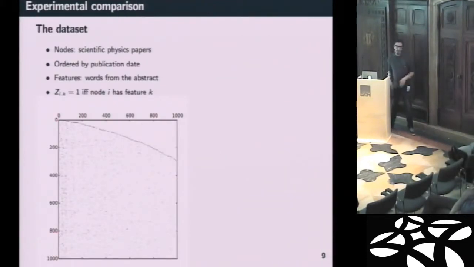So how can this model be used? Well, let's look at this data set. They are scientific papers, and there is a citation network. They are ordered by publication date, and the features we considered are scientific words from the abstract of each paper. We put one if the paper has this word, and we get this node feature association represented here.